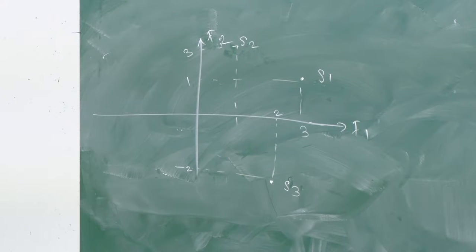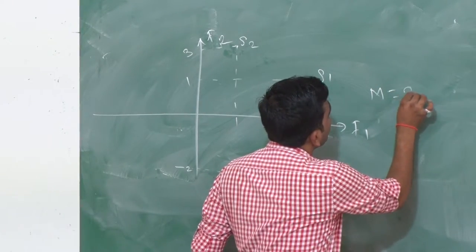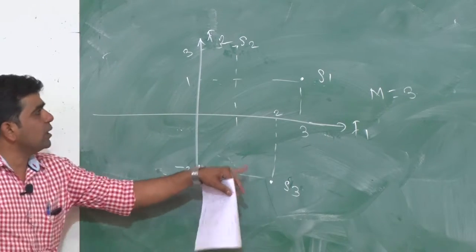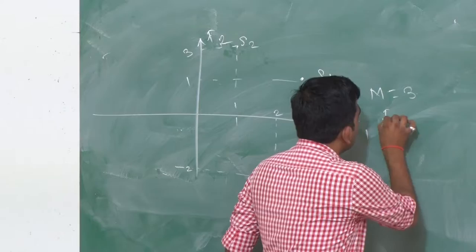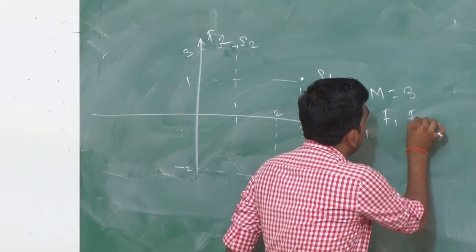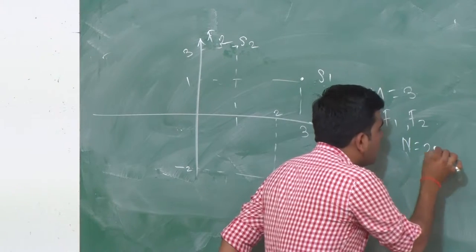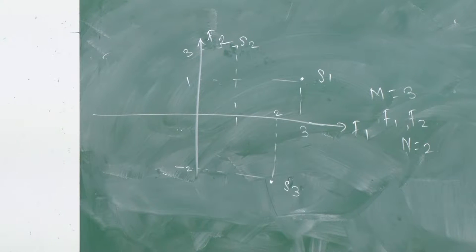So here we have three signals or three symbols, S1, S2, S3. That means capital M is equal to 3. And we have two basis functions, phi 1 and phi 2. These are the two basis functions. That means capital N is equal to 2. So we can represent every signal.